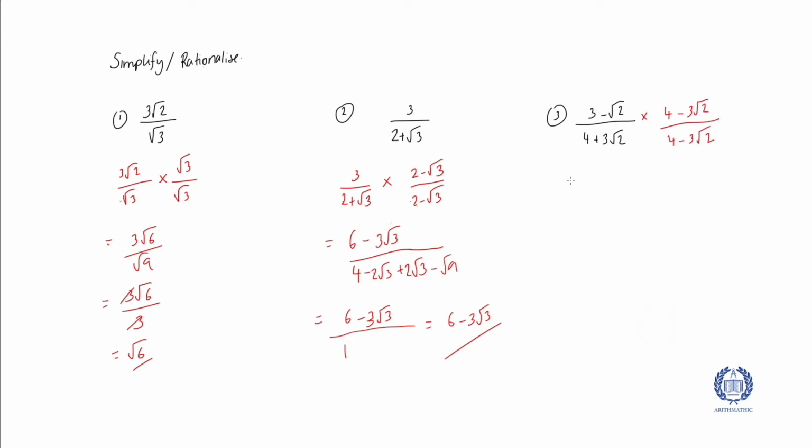Okay, remember we changed the sign. If there was a minus here, this would have been plus. And now we're going to expand it. So we're going to say 3 times 4, which is 12. 3 times 3 root 2, we're going to have minus 9 root 2. Remember, we're timesing 3 by 3, right?